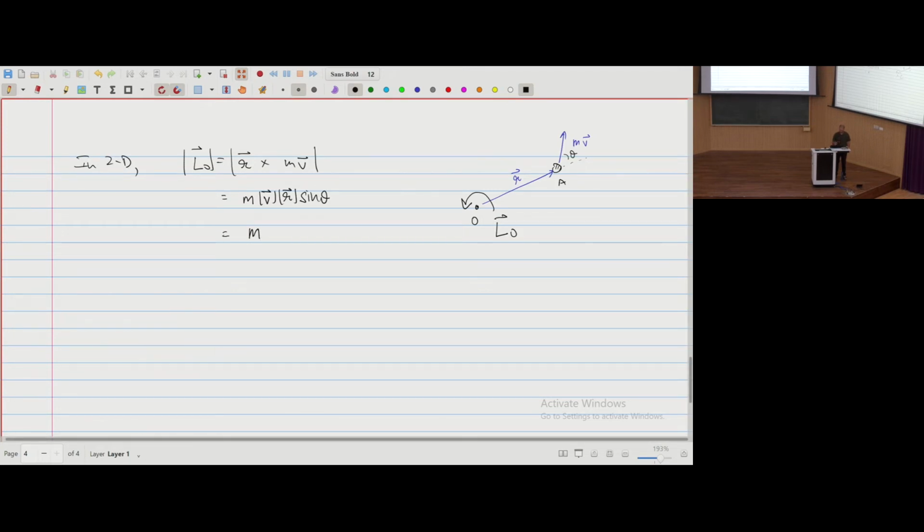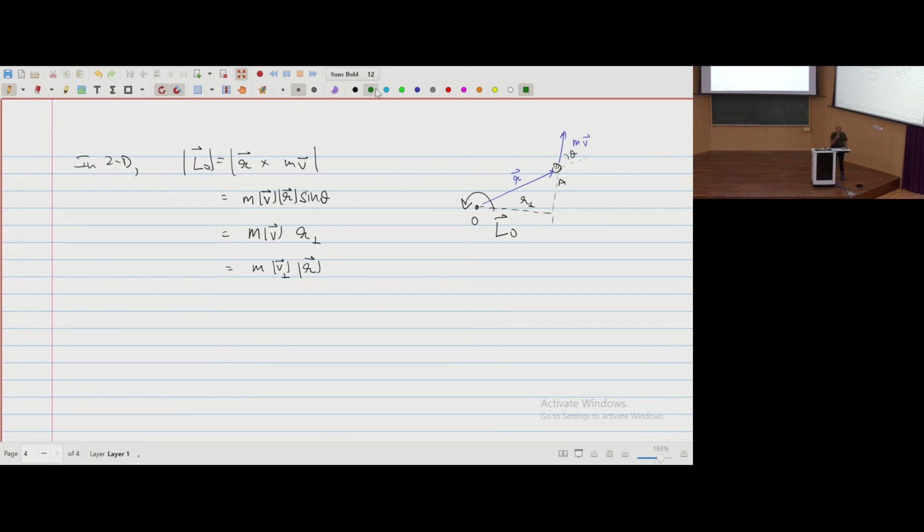Now we can understand this as mv times r perpendicular, or we can also understand this as m times v perpendicular times r. Different ways to interpret this.